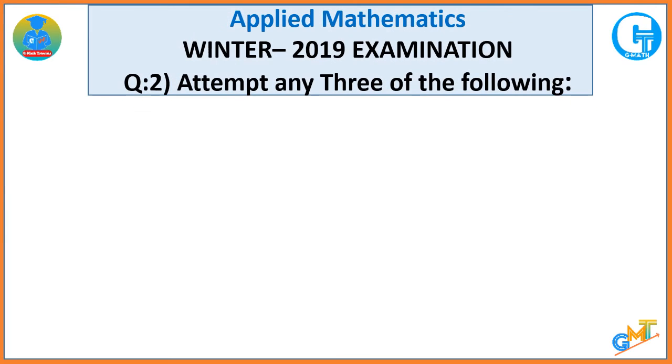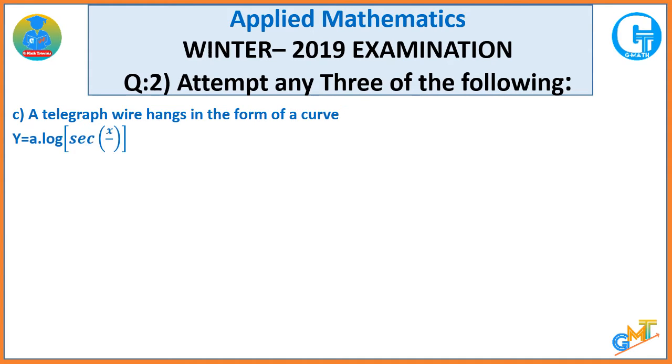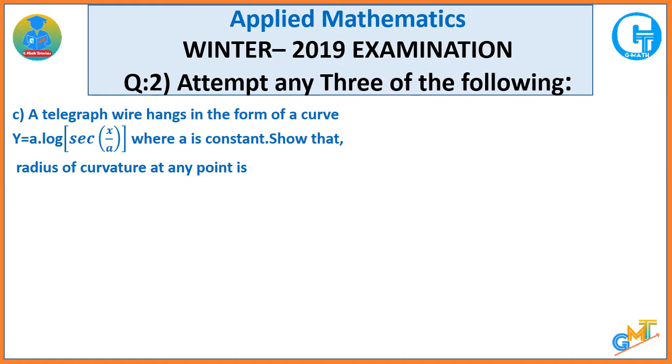Now consider the next example, that is question 2c. The question is, a telegraph wire hangs in the form of a curve y is equal to a log of sec x upon a, where a is constant. Then show that radius of curvature at any point is a into sec x upon a. We want to show this. That is, radius of curvature is a into sec x upon a.